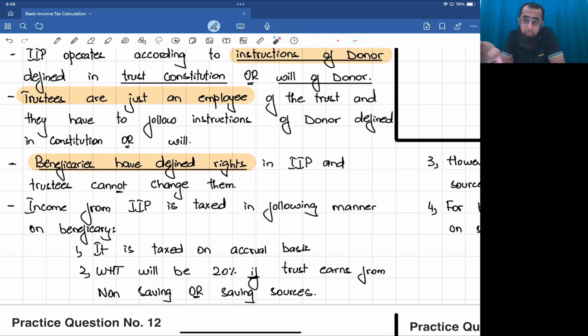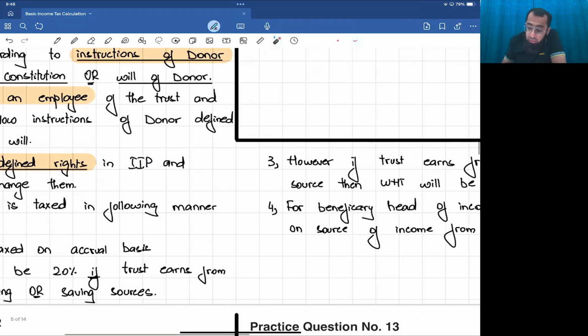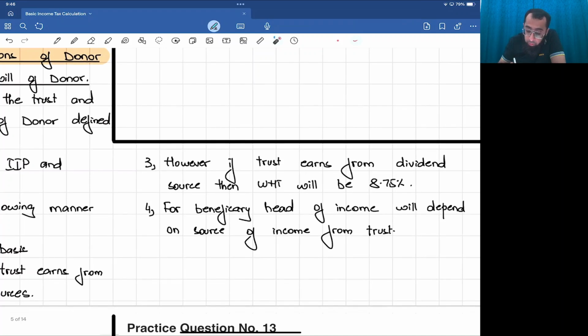What do you mean by this? If the trust earns from any business, trading income is non-saving income. If a trust earns from rental income, property income is non-saving income. But if a trust has big bank deposits and earns from interest income, then we'll say that it is earning from saving sources. Similarly, if the trust earns from a dividend source, then withholding tax will be 8.75%.